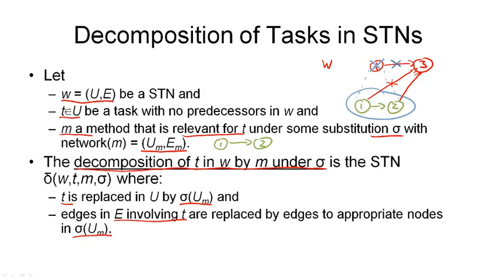And what we have done to get to this network is we have applied the decomposition function, which is defined here. And the application consisted of 2 steps. We have replaced the node T that we're decomposing by all the nodes in the network of the method. And we have replaced all the edges that are connected to T by edges to the new nodes. And this is how you decompose a task in a task network.